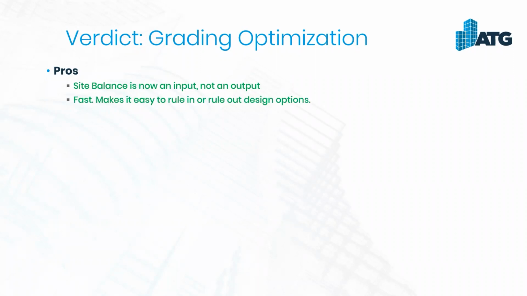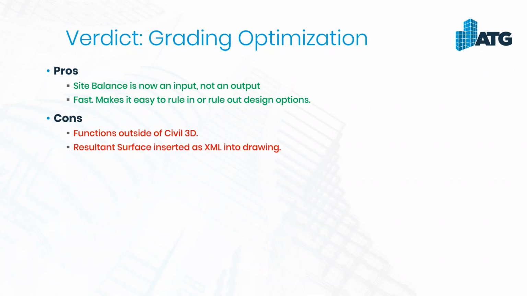And it is fast. It makes it really easy to rule in or out design options and to say, hey, here's a zone, here's some general criteria, show me what you got. However, it functions outside of Civil 3D. Not everybody's going to like that. Not everybody's going to remember that they need to download that thing, and they'll find it on the updates section of the manage page rather than the all products and services.